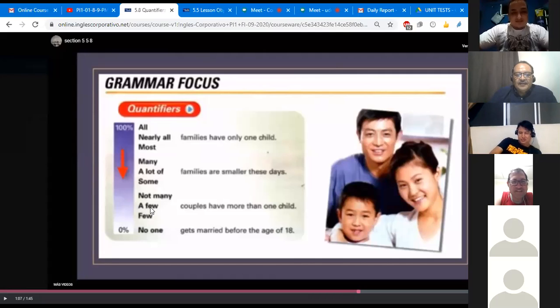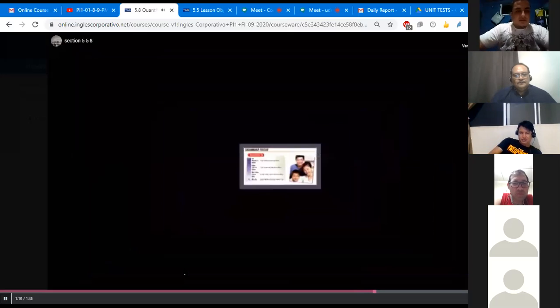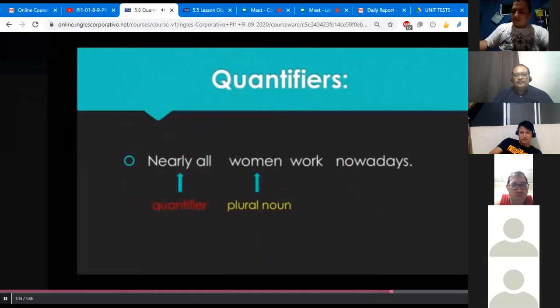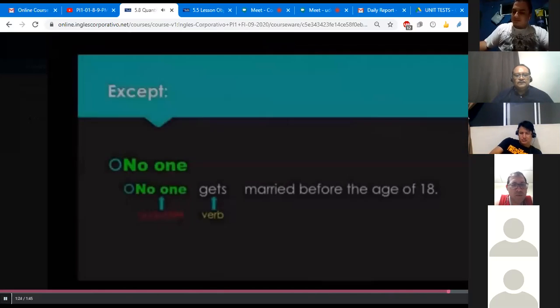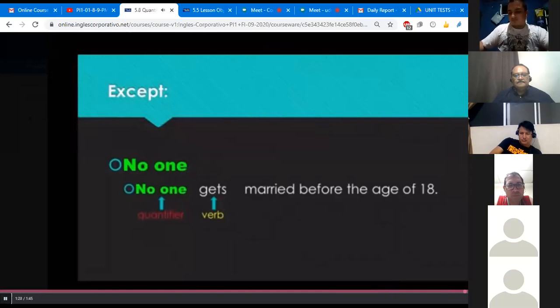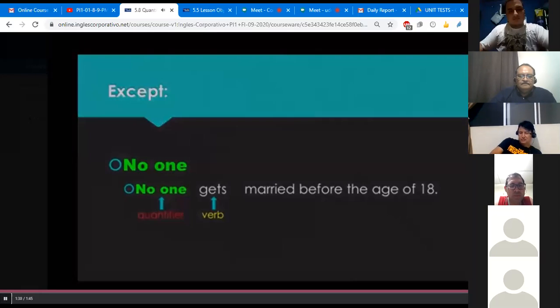So you see, this is the difference between a few, not many. But all the quantifiers that you see here are for plurals: couples, families. What percentage do you want to refer to? Follow me in this example. Nearly all women work nowadays. Nearly all, quantifier. Women, plural noun. So in other words, all quantifiers come before plural nouns, except no one. No one gets married before the age of 18. No one, quantifier, gets the verb. As a tip, ask your teacher to remind you about count nouns so you are able to use these quantifiers.